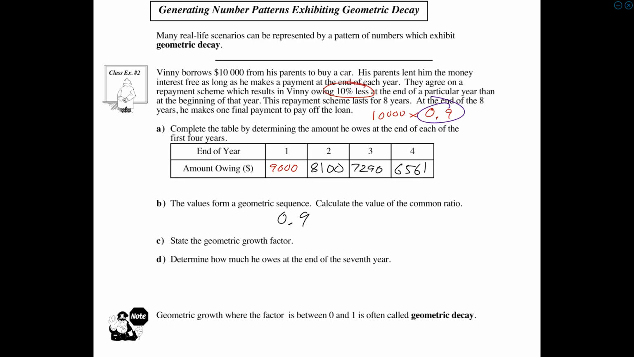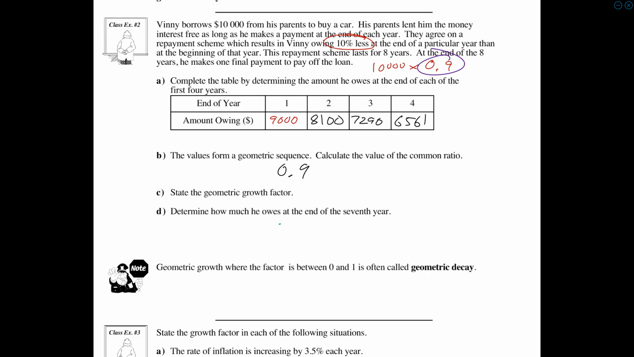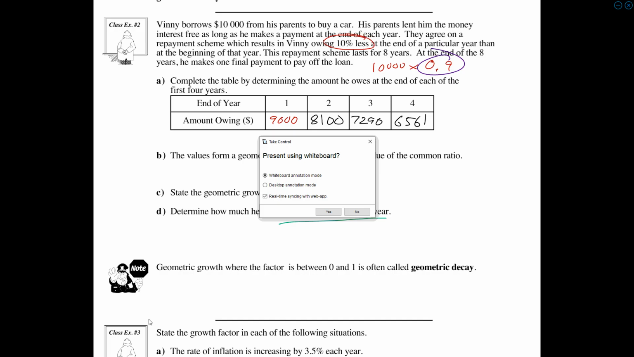So now, how much does he owe at the end of the 7th year? Okay, let's just think again. We were struggling yesterday with the n or n minus 1 and where each one happens. At the end of the first year, he had made a payment. At the end of the second year, he had made a payment. At the end of the third year, he made a payment. So what would be our A value here?